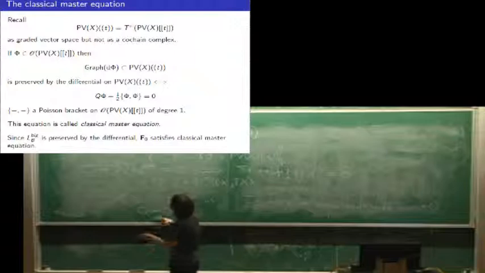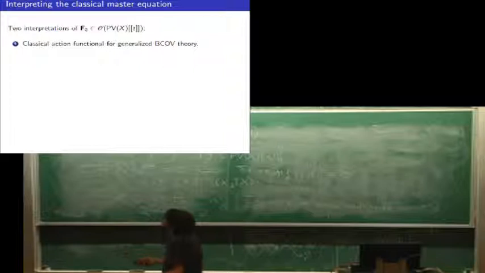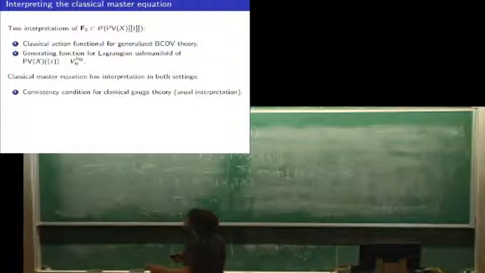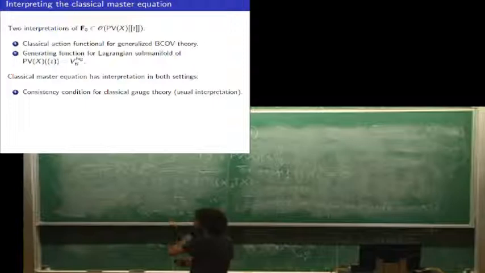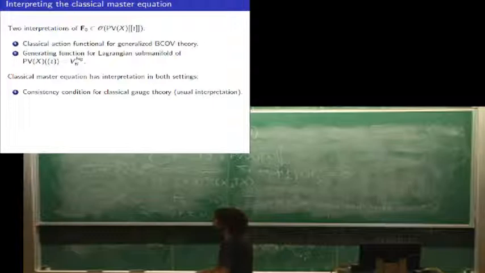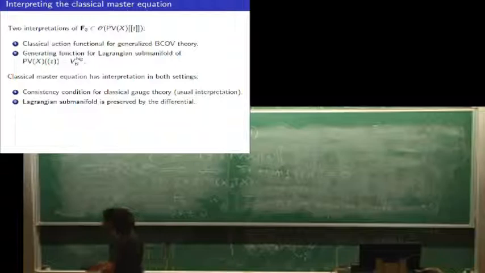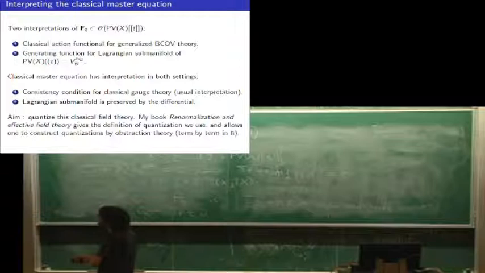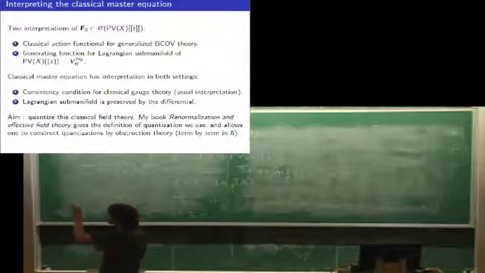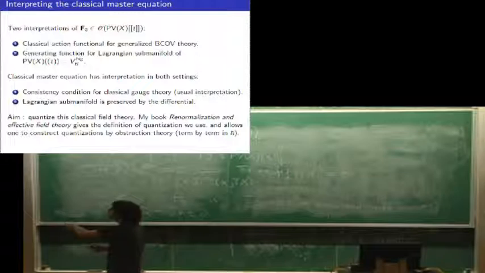So you have this dictionary. You can interpret this function in two ways. It's the classical action functional for a field theory, or the generating functional for a Lagrangian. And the classical master equation means something in both settings. In the field theory, it means some classical consistency for a gauge theory. Our action is invariant under the gauge group. On the other side, it means we have a Lagrangian submanifold preserved by the differential. OK. So our aim is now to quantize the classical field theory defined by this. And I developed some techniques for renormalization, which we'll apply here to construct the quantization.